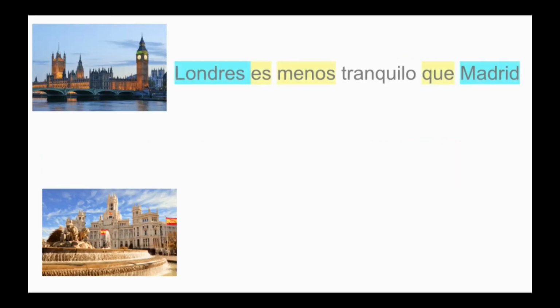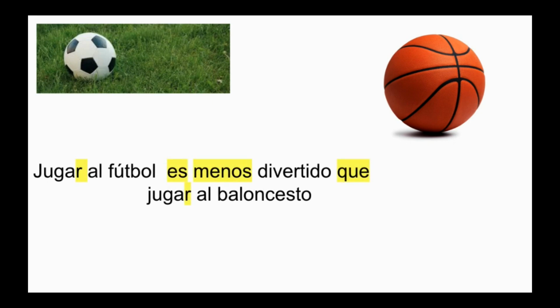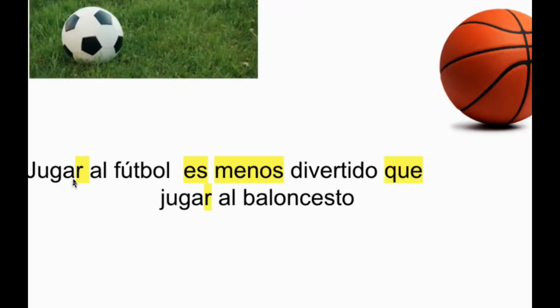For places, you can do as well. Again, with the same examples of Londres. Londres es menos tranquilo que Madrid. Is less quiet than Madrid. Madrid es menos estresante que Londres. Madrid is less stressful than London. Menos que. And again, the same as the activity. Jugar al fútbol es menos divertido que jugar al baloncesto. Playing football is less fun than playing basketball. And again, remember, the verb ends in R when we talk about activities.